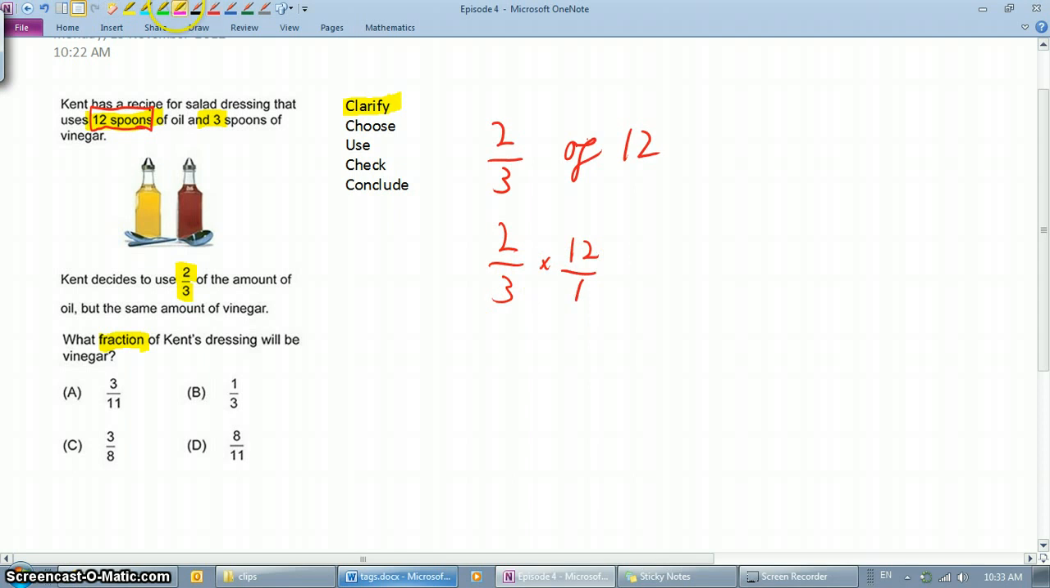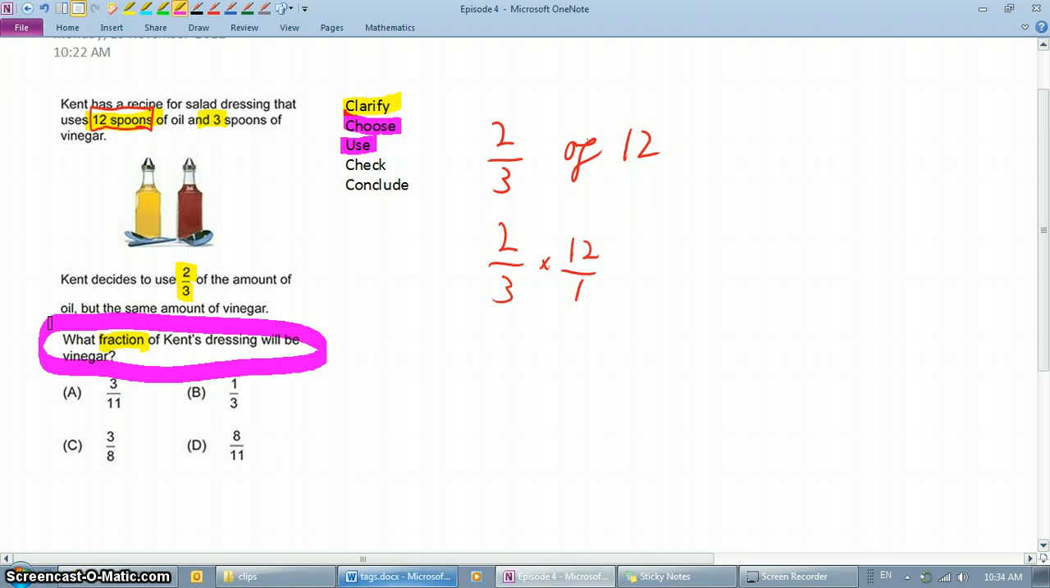Oops, I forgot a step where we choose and use our appropriate strategy. Because it is just using fractions, the strategy we're going to use today is solving a simpler problem first. So it's clear that we have to do two things. We have to find 2/3 of the oil, and then we need to find the fraction of the overall dressing at the end. So the strategy we're using is solving a simpler problem first.